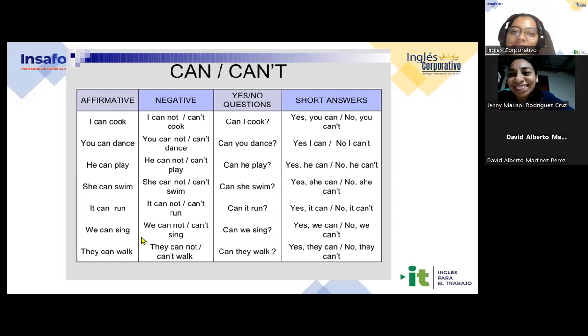Go ahead. Can you play the guitar? No, I can't. Can you write? No. Can you write? Oh, yes, I can. Okay. Excellent. Muy bien. Recuerden que las preguntas empiezan con can. Muy bien. Vamos a ver. Let's see.